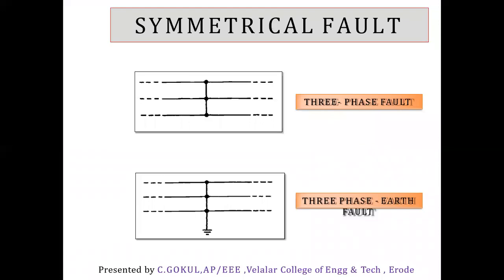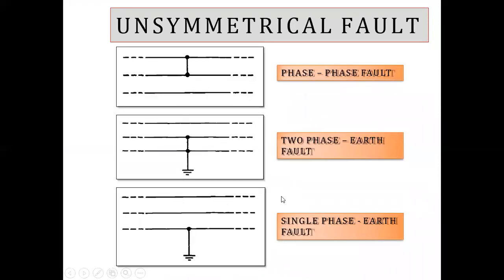And this is the diagram of symmetrical fault, in which the three conductors are short circuited. These are the diagrams of unsymmetrical faults, in which the first is single line to ground fault. The second one is phase to phase fault, in which two lines are connected together. The third one is two phase earth fault, in which two lines are connected to ground.